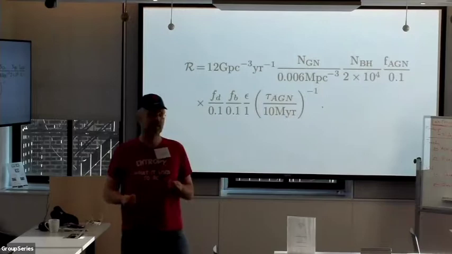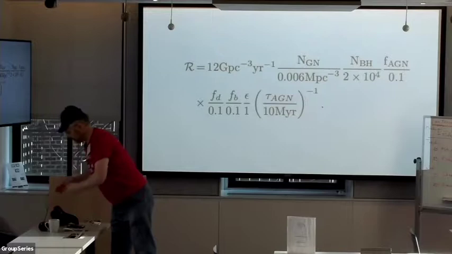The reason for that is because I have a sophisticated model of an AGN disk right here. It's color-coded.